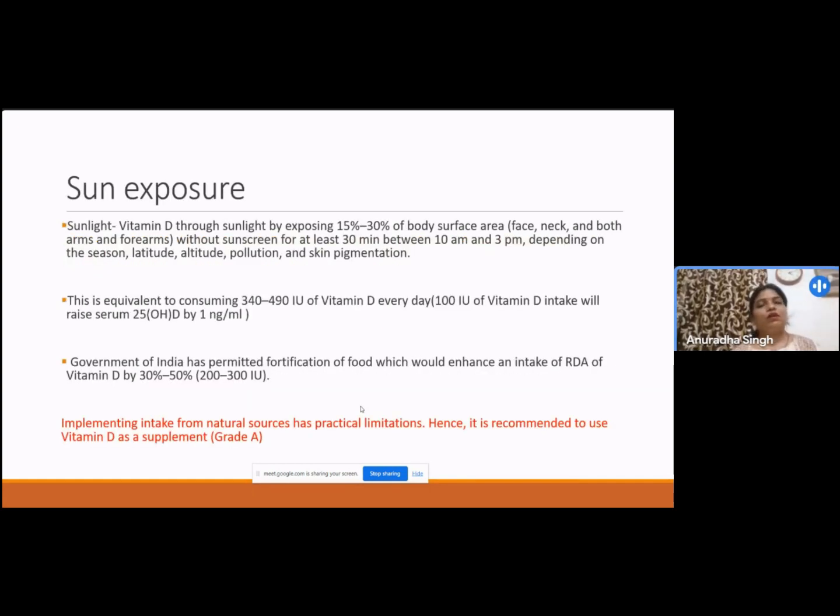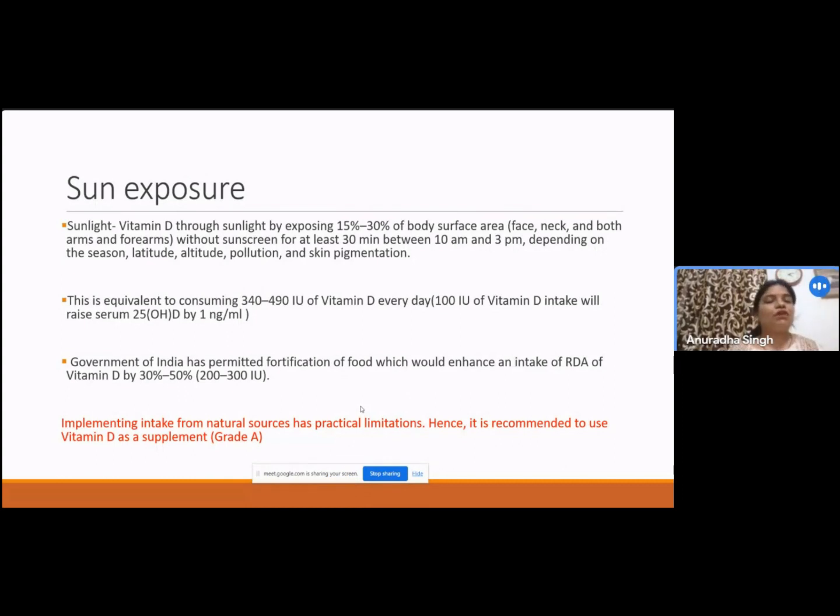Now, a lot of guidelines are talking about sun exposure. It does have a role. So how do we advise our patients? It's vitamin D which is available through sunlight. We have to expose at least 30% of the body surface area, that is the face, neck, both the arms and the forearms, without sunscreen for at least 30 minutes between 10 a.m. to 3 p.m., depending on the season, latitude, altitude, pollution, and the skin pigmentation. This half an hour of sun exposure may give you something like 300 to 400 international units of vitamin D every day.